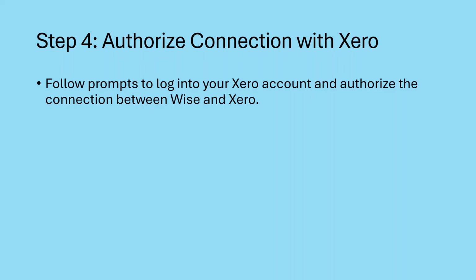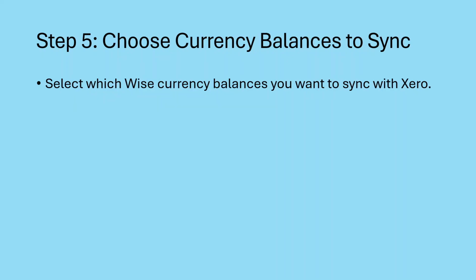Step 4. Authorize connection with Xero. Follow prompts to log into your Xero account and authorize the connection between Wise and Xero. Step 5. Choose currency balances to sync. Select which Wise currency balances you want to sync with Xero.